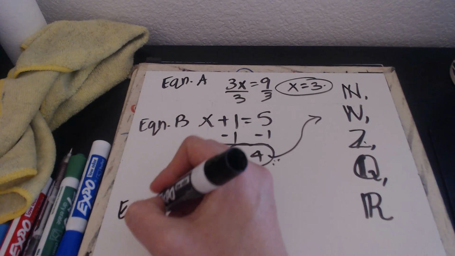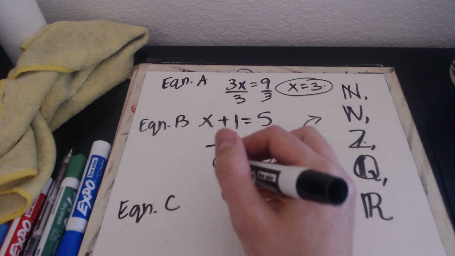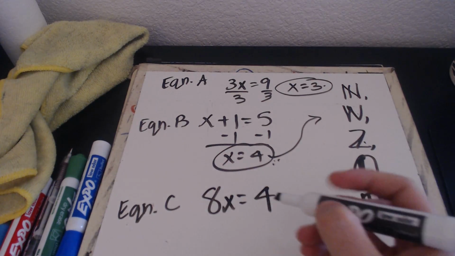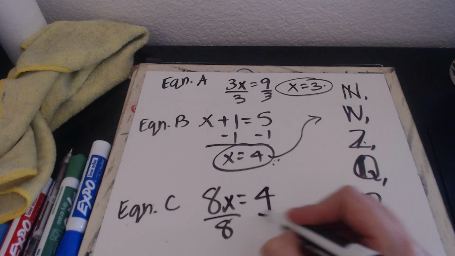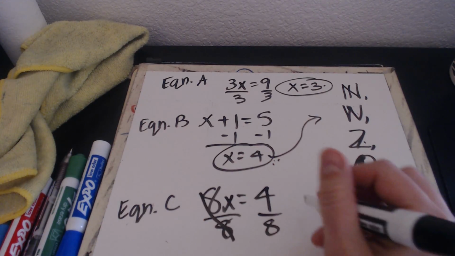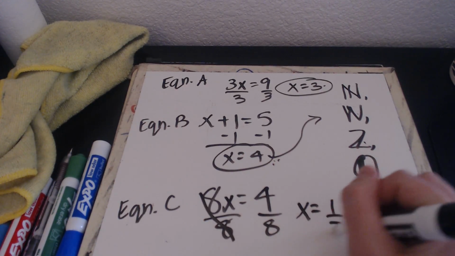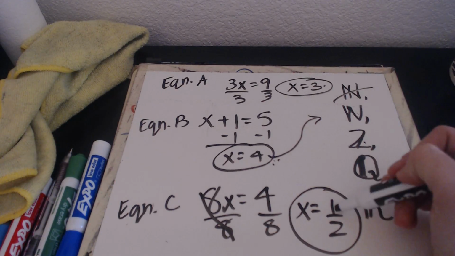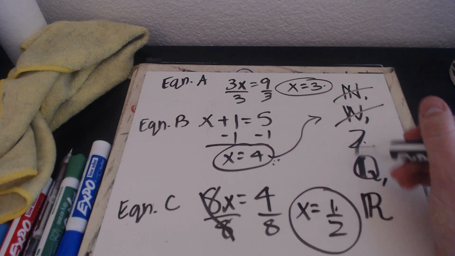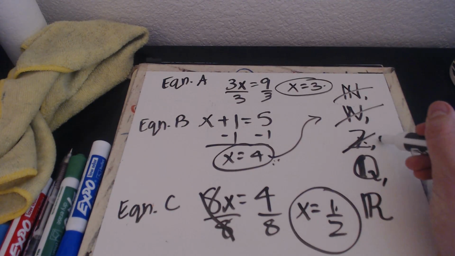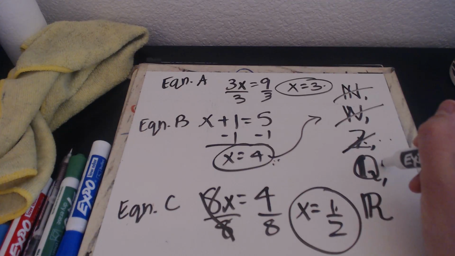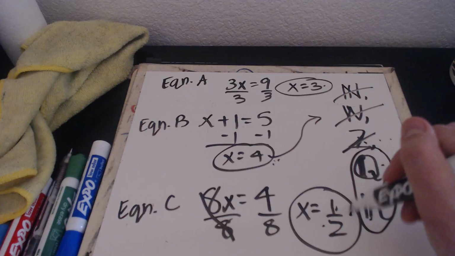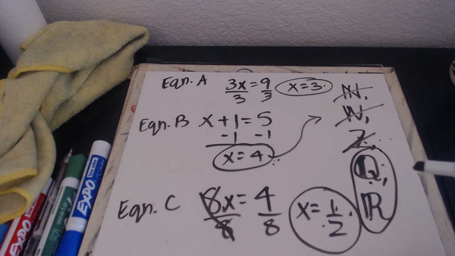Equation C is 8x equals 4. If I were to solve this for x, we divide by the 8 because that's the number in front of the x. 4 over 8 reduces to 1/2. So now, is 1/2 natural? No, it is not. Is 1/2 whole? No, it is not. Is 1/2 an integer? No, because an integer is a positive or negative whole number. Is 1/2 rational? Yes, because it is a fraction. And is it real? Yes. So this answer only belongs to those two sets of numbers.